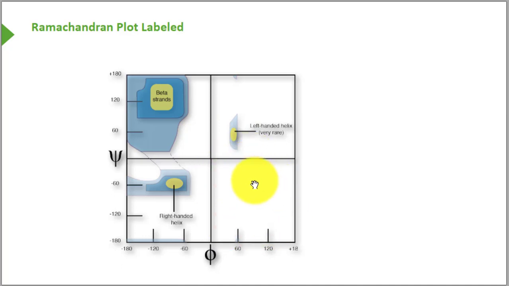If we see any amino acid within this area, that means it is not forming any beta strand, neither is it forming anything related to the alpha helix. Rather, it will form some coil-like structure. Okay, so for the right-handed alpha helix, the phi angle is around minus 80 and the psi angle is around minus 60. So let's see an example of this.